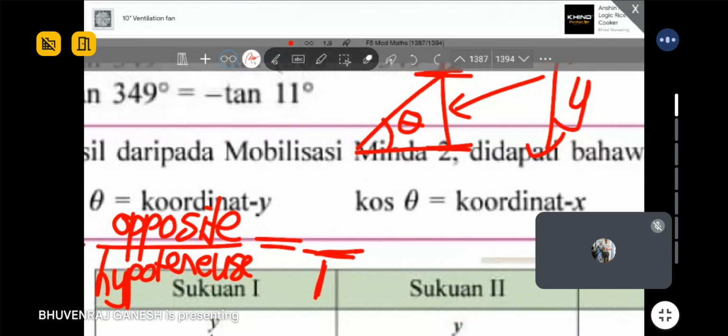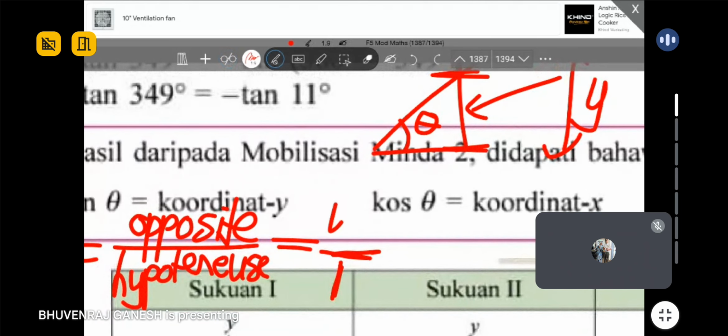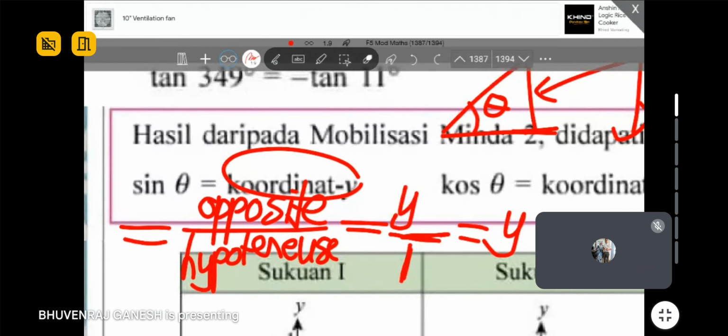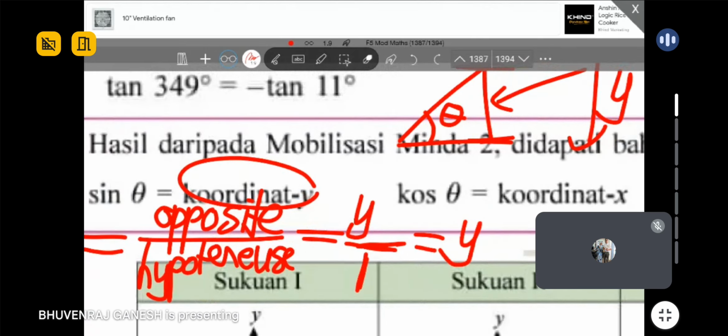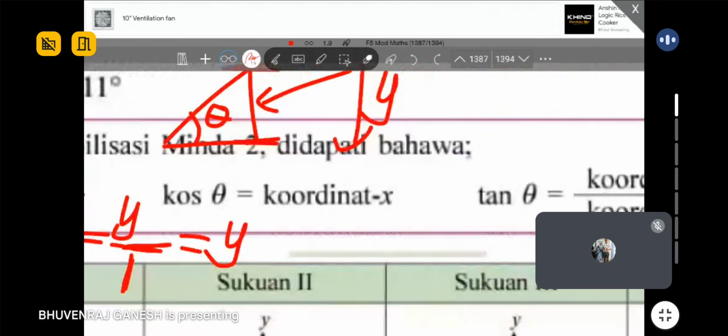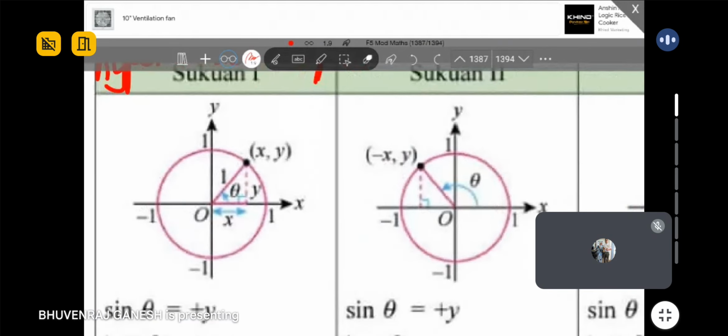Y, right? Okay, so that's why the answer is coordinate Y. Can you all understand, guys? Ini cara kita dapat Y. Y bahagi 1 sahaja. Okay, so sama dengan cos X bahagi 1. Dapat jawapan. Okay, so macam mana kita dapat segitiga?